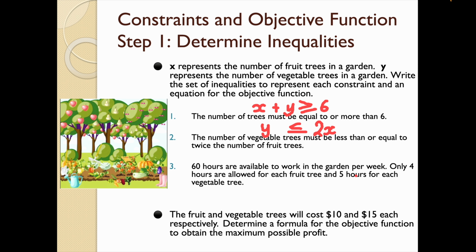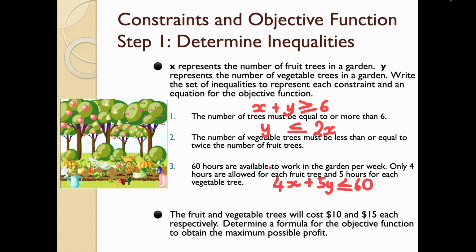Now it says only 4 hours are allowed for each fruit tree. So that means 4 hours for each fruit tree would be 4x, because fruit tree represents x, and then we have 5 hours for each vegetable tree. So vegetable tree represents y. So 4x plus 5y must be less than or equal to 60. Why? Because 4 hours is available for each fruit tree and 5 hours available for each vegetable tree, and this has to be less than or equal to 60, because 60 is the only available hours that we have to walk in the garden per week.